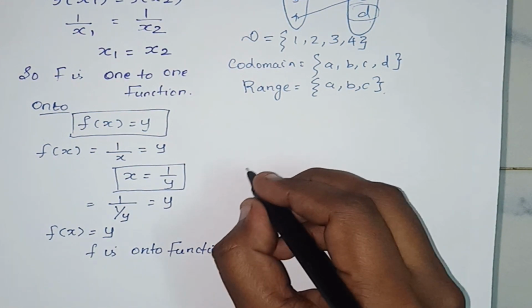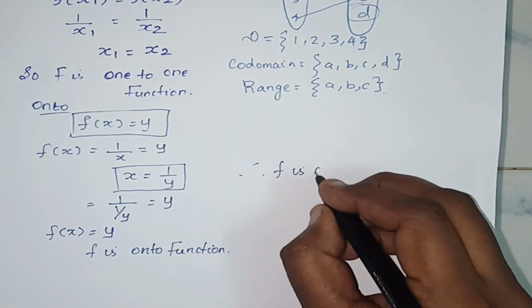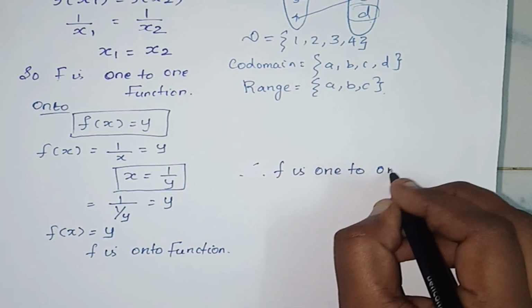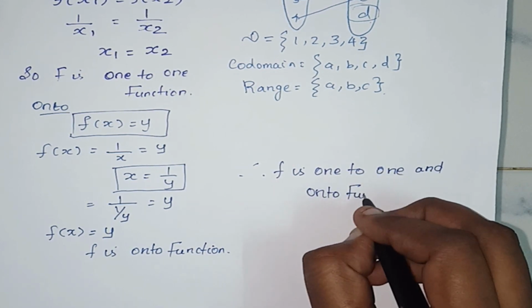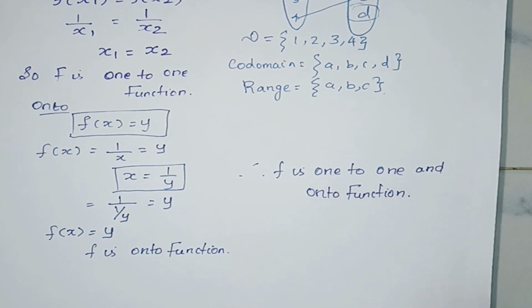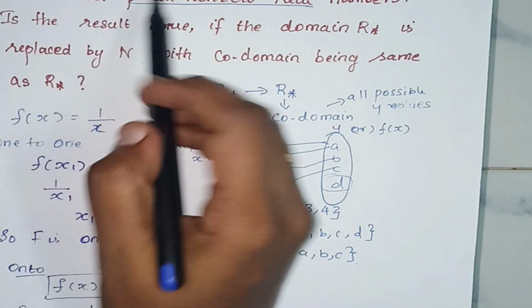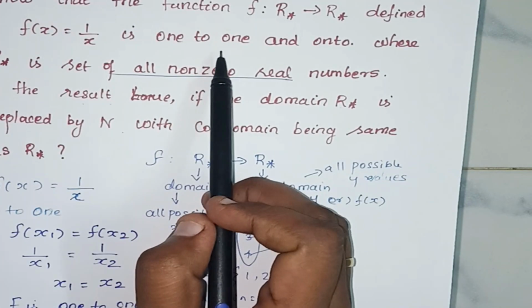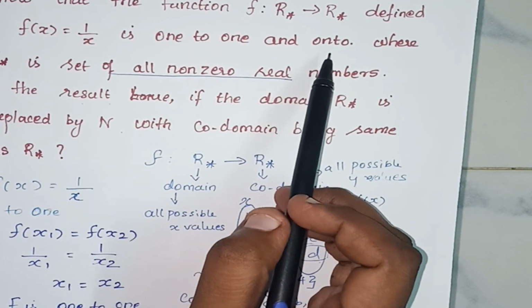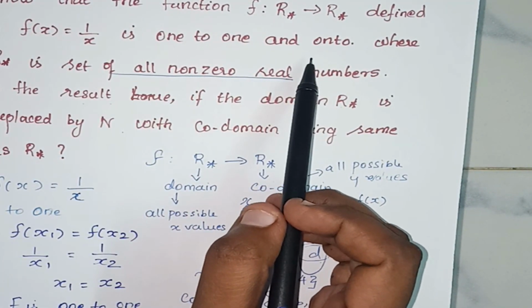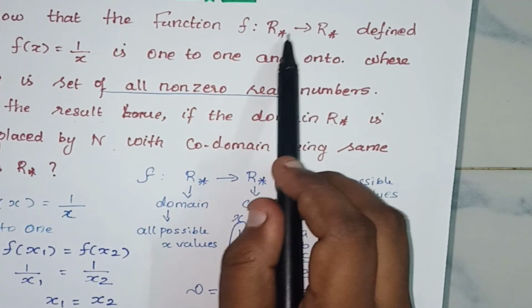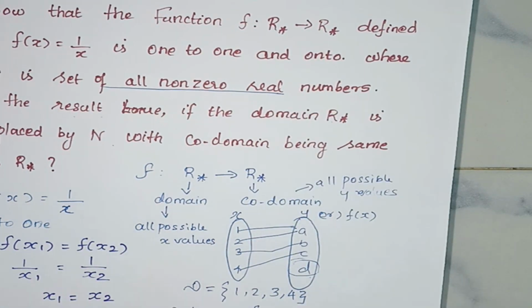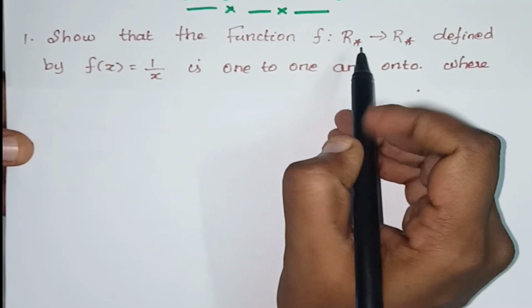function. So hence this function is one-to-one and onto function. So we proved this first part: the given function is one-to-one and onto. In the second part, we need to replace this domain R star with N, right? So R star is replaced by N.